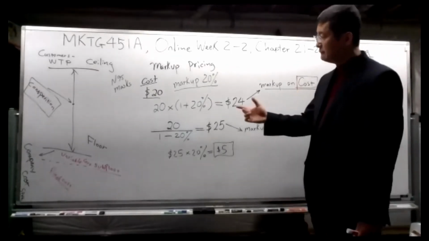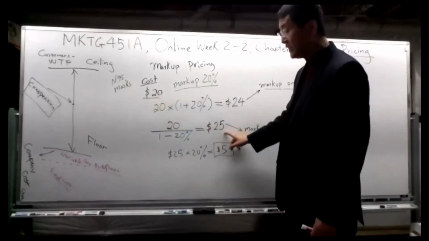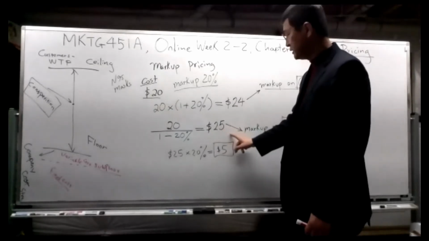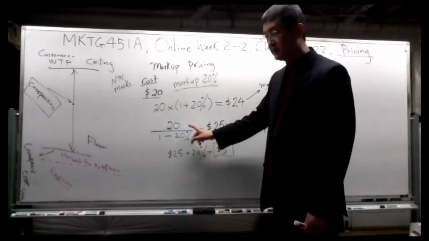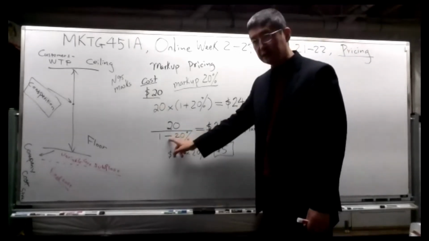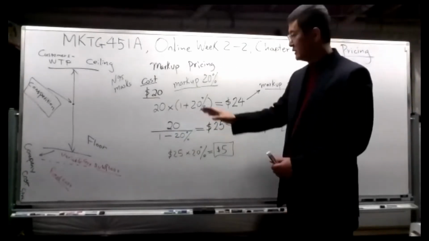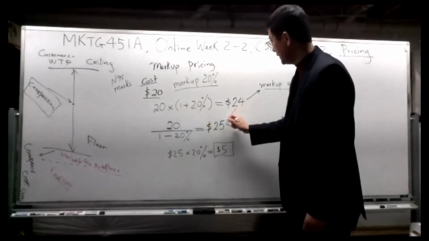But you can see if we start from the same cost, this calculation with division and subtraction will always give you a higher price. With the exact same number, that's how things work. It always gives you a higher number here.